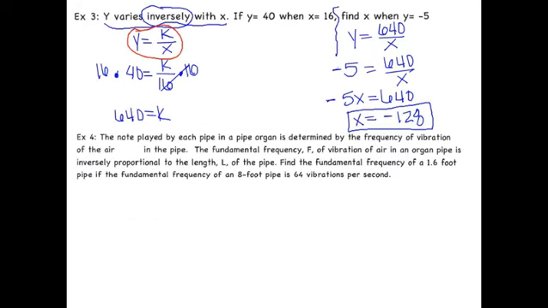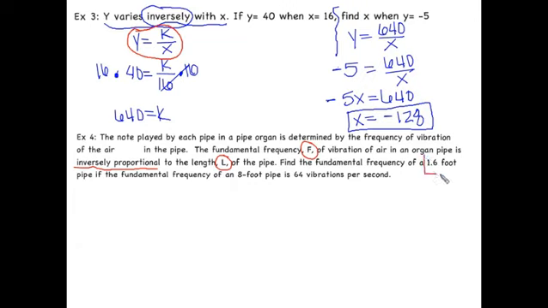Alright, so let's check out a word problem. The note played by each pipe in a pipe organ is determined by the frequency of vibration of the air in the pipe. So how fast the air is moving within the pipe is actually affecting the note that you're playing. The fundamental frequency F of vibration of air in an organ pipe is inversely proportional, so we have this division or opposite relationship, to the length of the pipe.